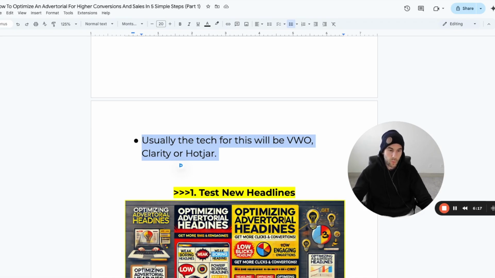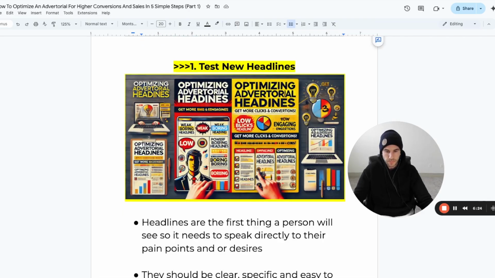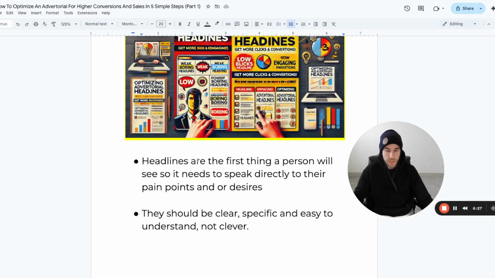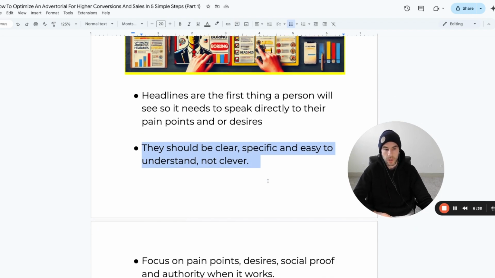Now, the very first thing that we're going to be optimizing for an advertorial that's already working is testing new headlines. A headline is the first thing that a person will see, so it needs to speak directly to their pain points and their desires. Headlines should always be clear, specific, and easy to understand, not clever. That's a big problem that I see a lot of people do in their headlines: they try to be clever. If you look at some of the all-time winners when it comes to advertorials, they hit this criteria. They're clear, they're specific, they're easy to understand, and they imply some kind of benefit.